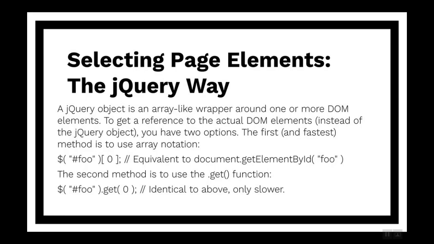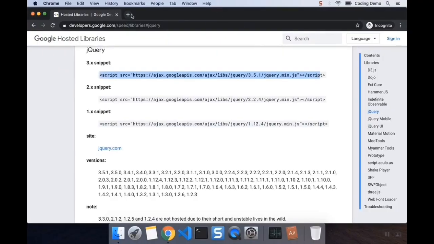Do you remember how we selected DOM elements using the good old JavaScript? We use something called document.getElementById or getElementsByClassName. jQuery provides a much easier way to access the elements and attach event handlers to them. So let's quickly go to JSFiddle right here.